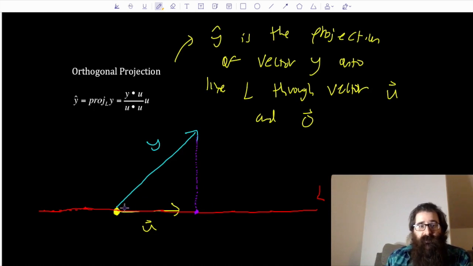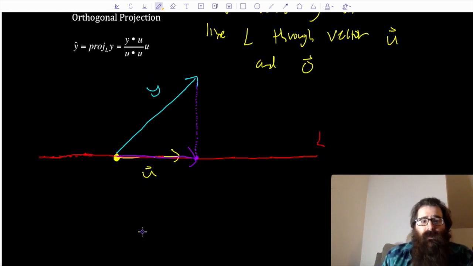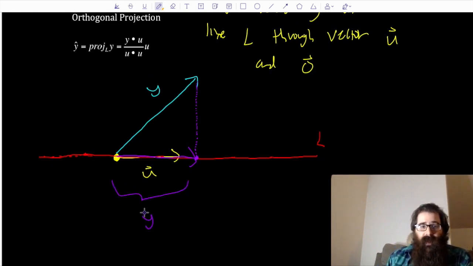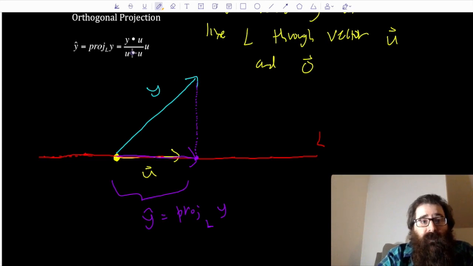And this is going to give me some vector, right? So I can go ahead and trace over that. And this is what we call the projection, y hat. We have this symbolism for it. It's the projection of vector y onto line L. That's how we write it symbolically. So this is what I want for y hat. So that's this purple vector.